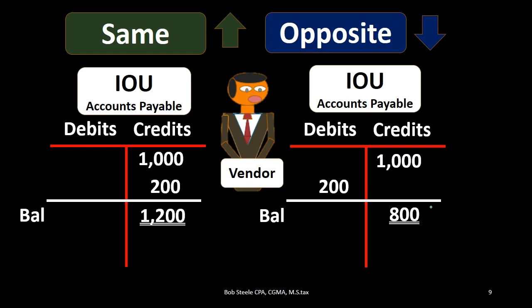So note that if we're talking about a credit balance account, like any liability, the credits will always win, and therefore if we do the same thing to it as the normal balance, the credits will then win by more and increase the balance.